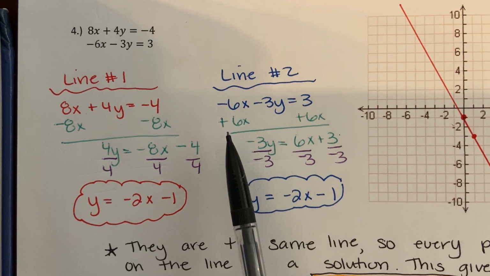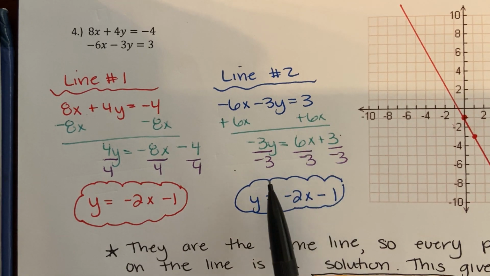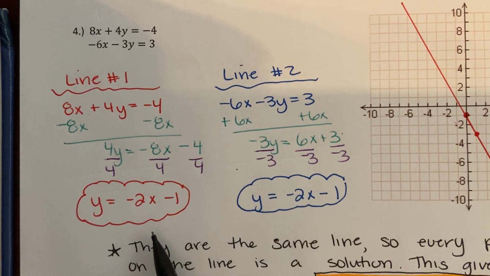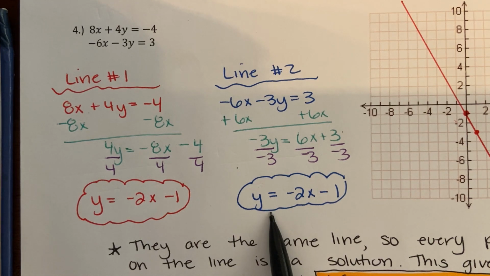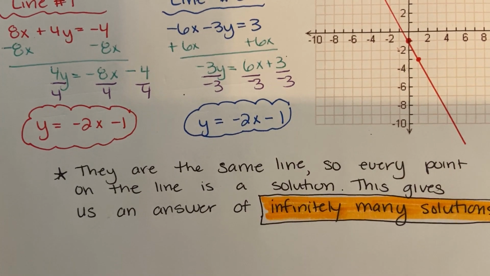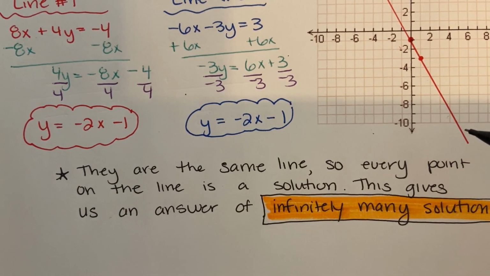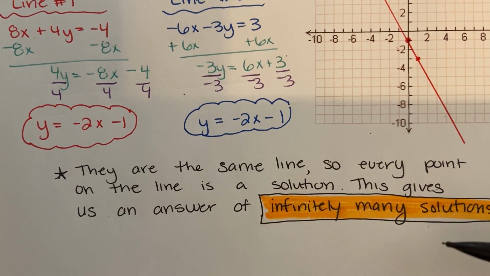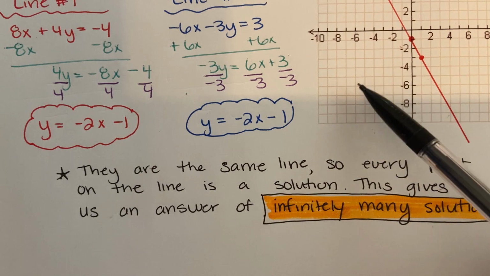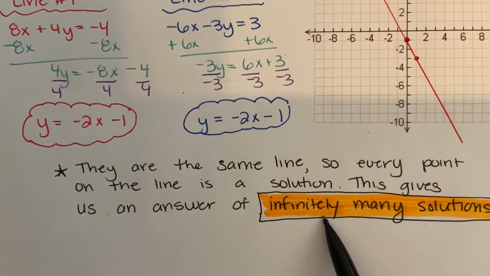Now when I go to line number 2 and I solve for y, this time I'm going to add the 6x to both sides and then divide everything by negative 3. Notice that you get the same exact line, y equals negative 2x minus 1. When they end up being the same line, that means that every point on my line is an answer. So if every point on my line is an answer, this gives me infinitely many solutions. It can't be all real numbers because that would include points over here that are not on the line. So if the two equations end up being the same line, we want to put infinitely many solutions.